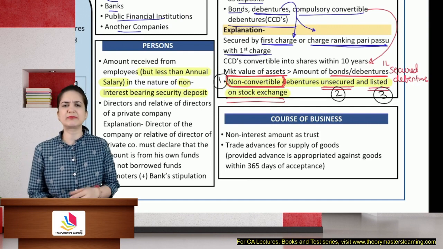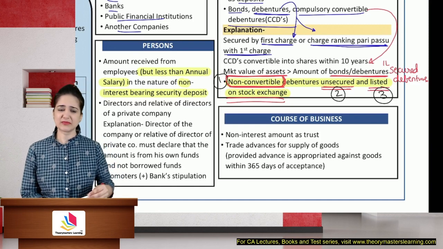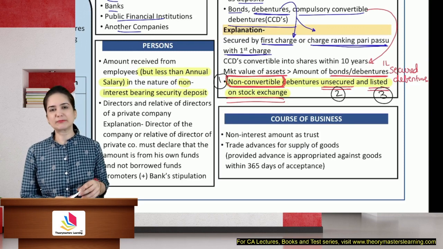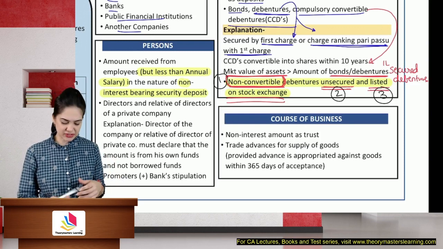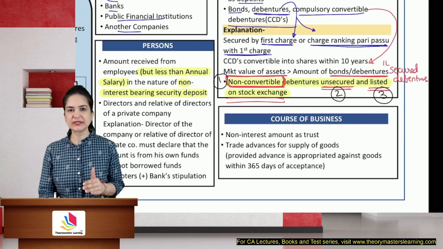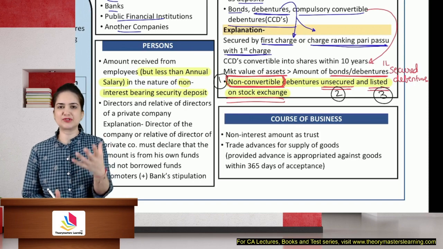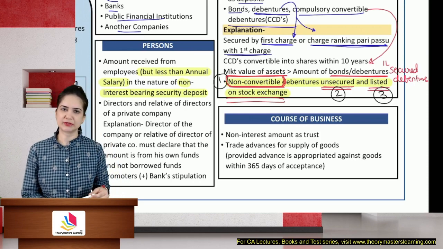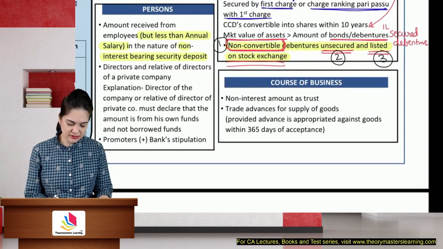So some money is given by the employee, maybe as a security deposit, that I will perform the duty and in case I default, or sometimes when they send you abroad for some assignment, they may ask you to give some non-interest bearing deposit. So the company is not going to pay you deposit, not going to pay any interest. You will give them a security deposit, and then when you return back, that deposit will be returned to you. So amount received from employees, that is not considered as deposit.